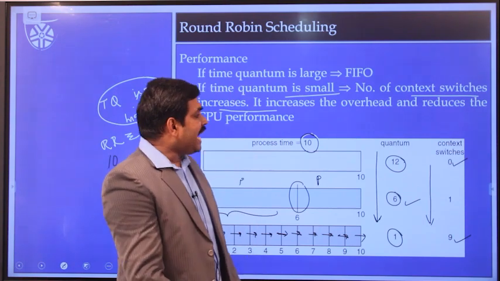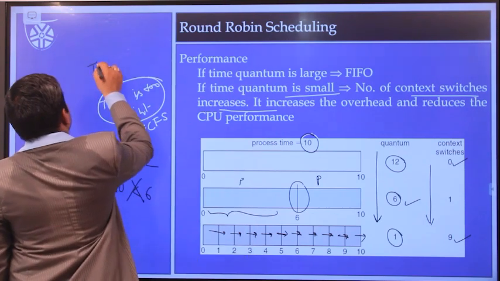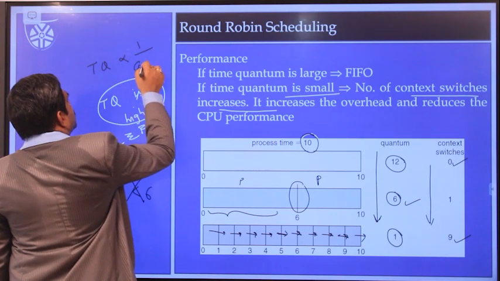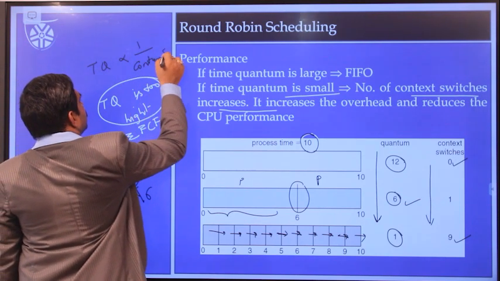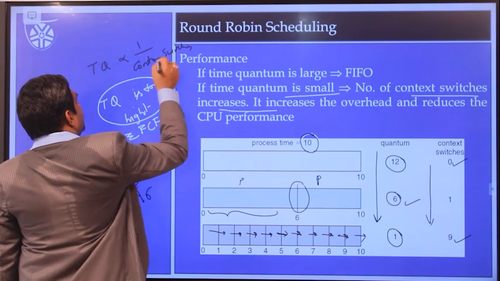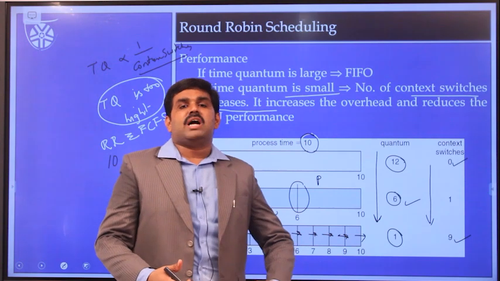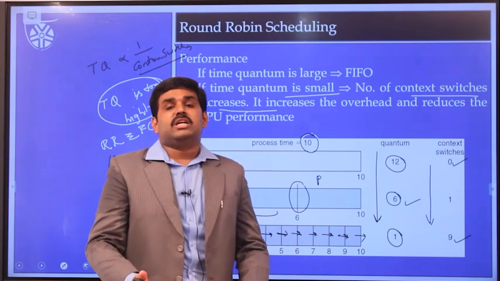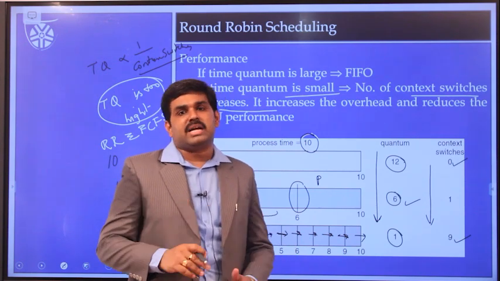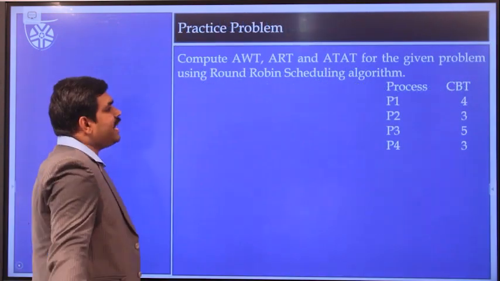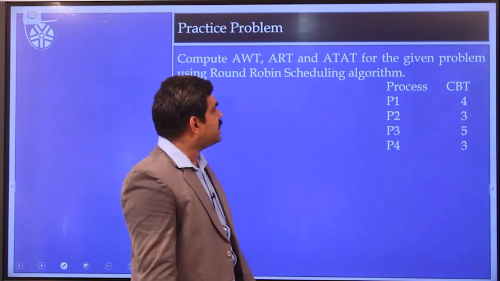So time quantum is indirectly proportional to context switches. What is the meaning of this? If the time quantum is small, then the number of context switches will be high. If the time quantum is high, the number of context switches will be low. This is the consideration. Okay students, so now we have another practice problem.